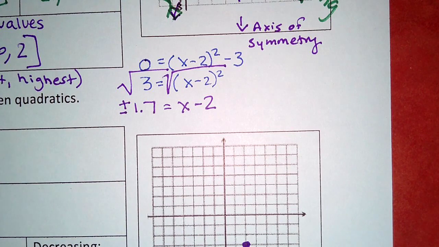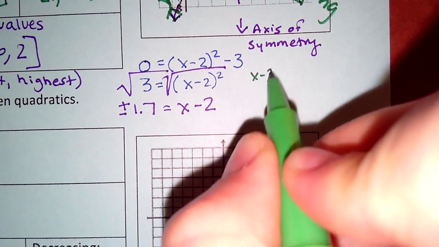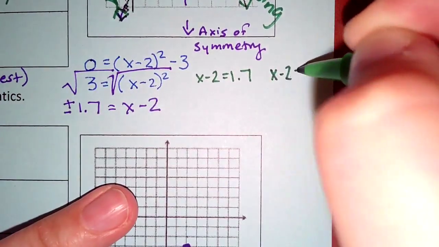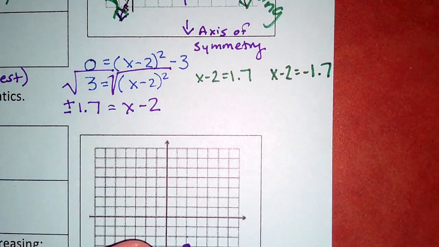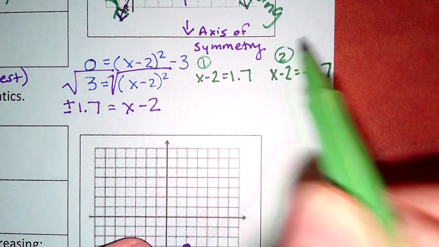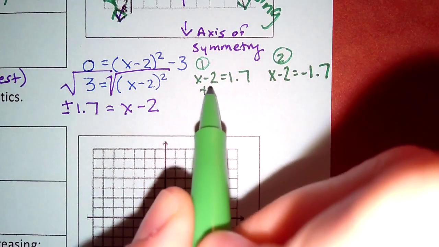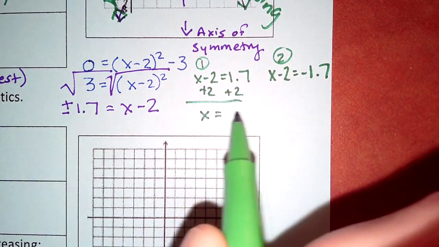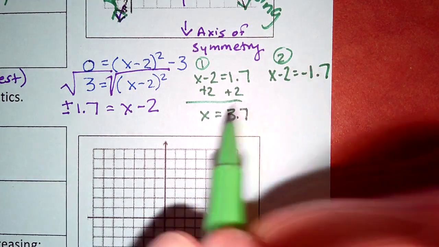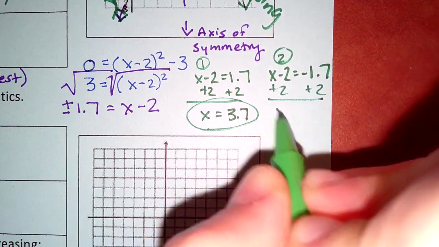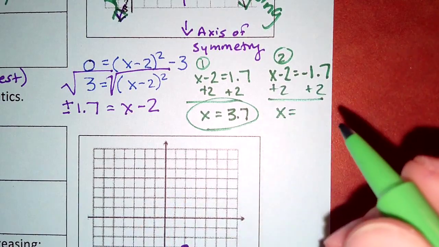So now I'm going to create 2 equations. One of them is x minus 2 equals 1.7. The other is, I'm going to squeeze it in here, x minus 2 equals negative 1.7. So 2 equations, 1, 2, because I have 2 x-intercepts. Add 2 to both sides. X equals 3.7. Add 2 to both sides. X equals? Negative.